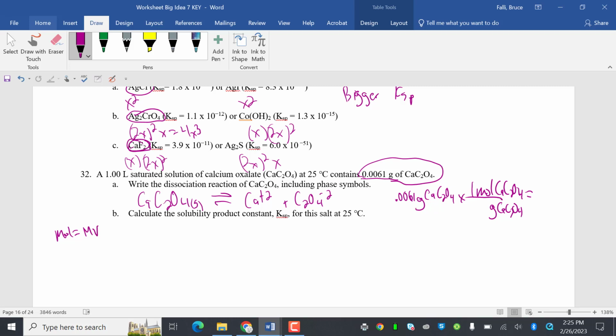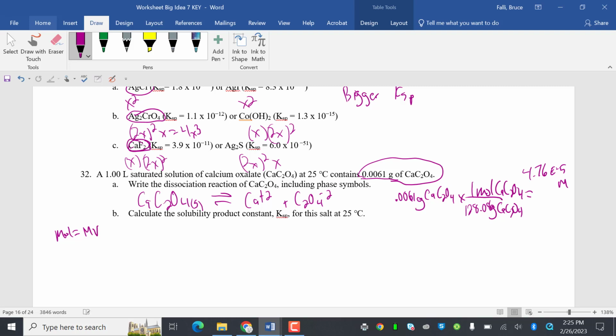Calcium is 40.06 plus 24.02 for 2 carbons plus 64 for 4 oxygens, 128.08. That doesn't sound right. So 4 times 16 plus 24.02 plus 40.08. Good enough. Okay, so that is it. So 0.0061 divided by 128.08 is 4.76 E negative 5 molar.